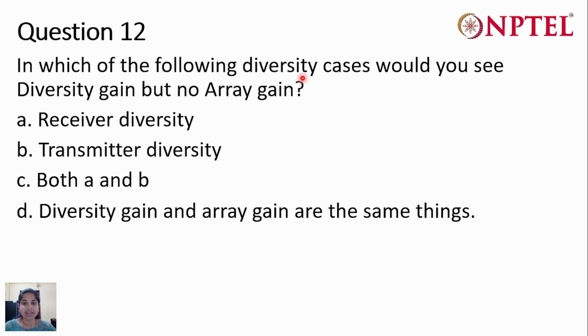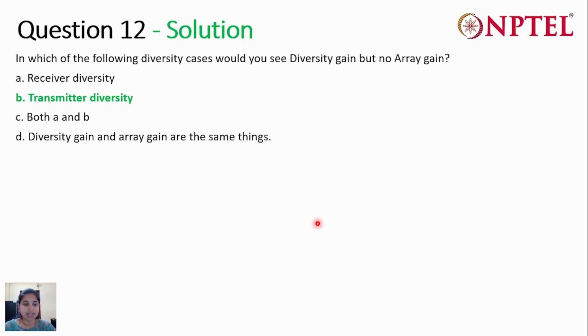In which of the following diversity cases would you see diversity gain but no array gain? So we'll have diversity gain, but we won't have array gain. Is it receiver diversity, transmit diversity, both A and B, or receiver diversity where the diversity gain and array gain are the same thing? The answer is transmit diversity. So in transmit diversity, we'll have diversity gain but no array gain. We've seen this thing already.